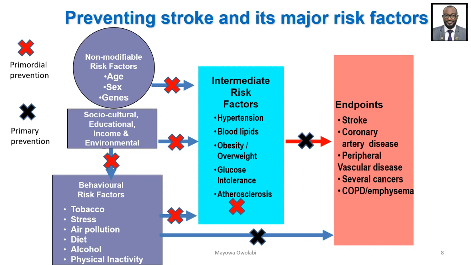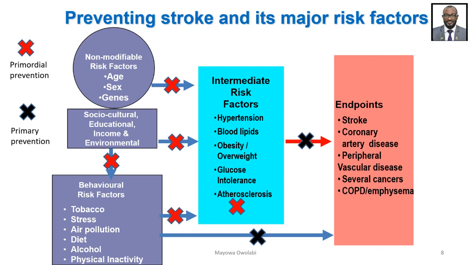Then there are sociocultural, educational, income, environmental, and political determinants, which eventually influence behavioral and lifestyle factors such as tobacco, stress, air pollution, dietary factors such as consumption of red meats, added salt to diets, low consumption of vegetables and fruits, alcohol consumption, and physical inactivity. So all of these factors interact to lead to the intermediate risk factors like hypertension, dyslipidemia, obesity, overweight, glucose intolerance, which together can cause atherosclerosis.